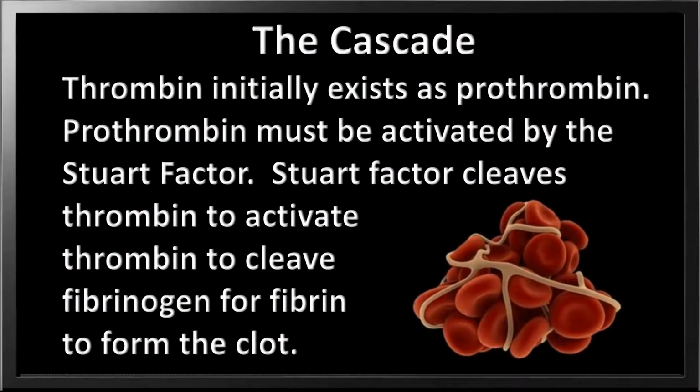Thrombin initially exists as prothrombin, and I'm going to give you the quick version and the long version. Prothrombin must be activated by Stuart Factor, which is also factor 10. Stuart Factor cleaves prothrombin to activate thrombin, which cleaves fibrinogen to form fibrin to form the clot. All clots are made of fibrin.